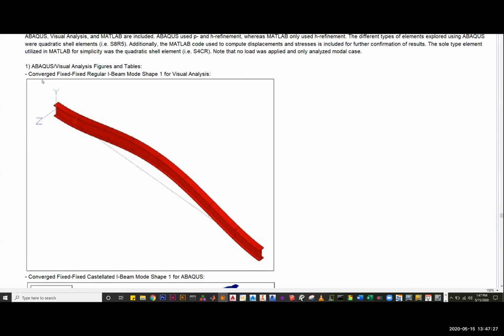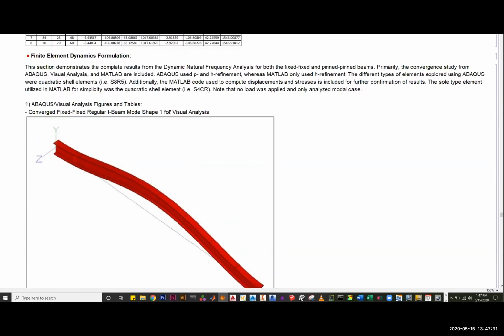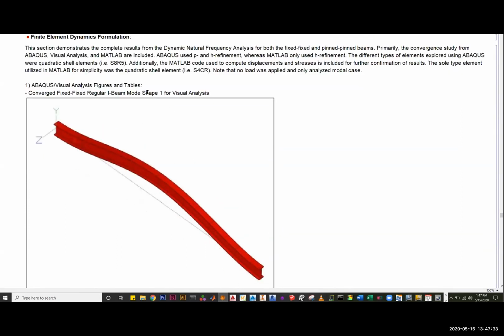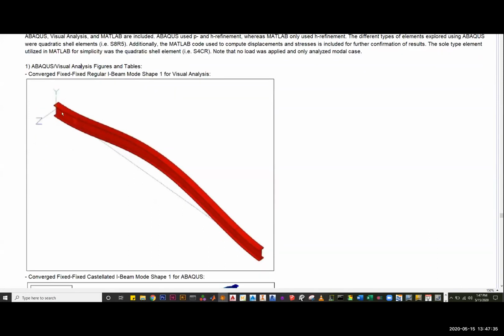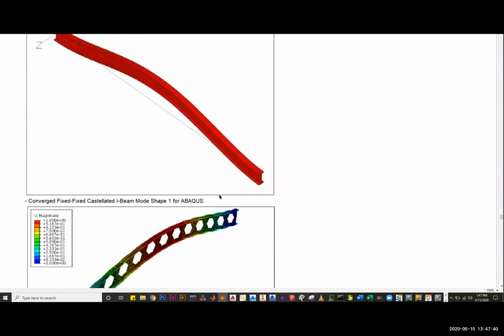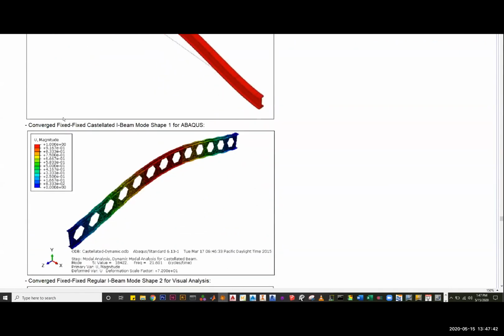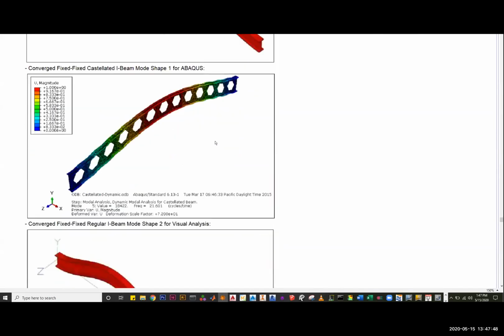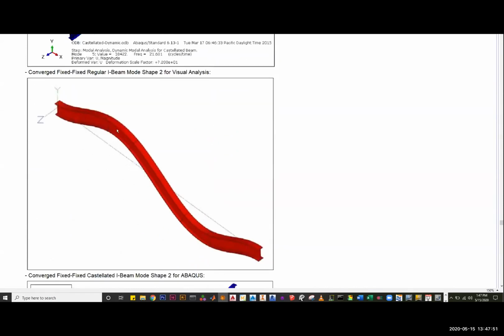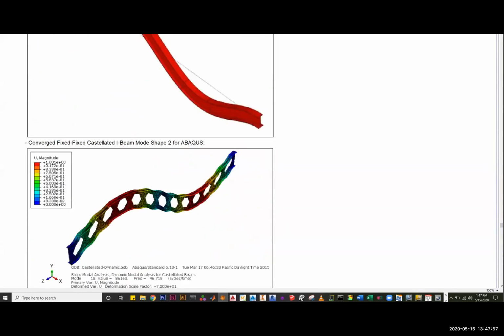So for the fixed regular I-beam, this is linear dynamics. I'm only doing the mode shapes. This is what I'm getting, and I'll show you the numbers after. For the castellated, you get a similar mode shape for the first band. Then you see the second mode shape for the regular, so you get a second band, and then the castellated.